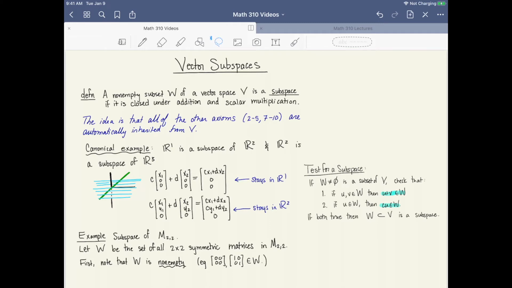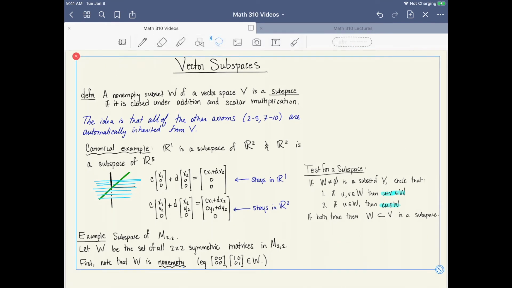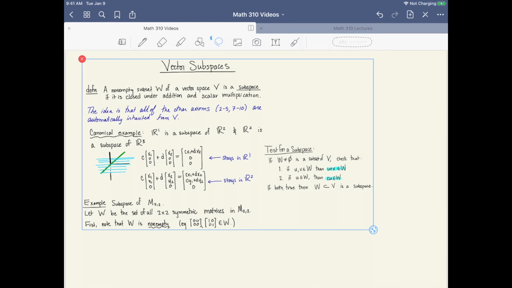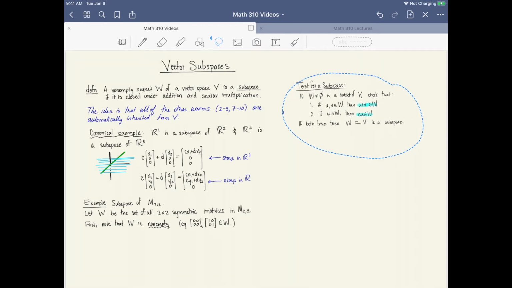The first thing to notice is that W is non-empty. It's easy to find examples. You could take the zero vector in this vector space, meaning the 0 2 by 2 matrix, or your favorite symmetric 2 by 2 matrix, and these are in W. Let's give ourselves a little bit more space to work with on this page, and then continue with this example. So we're going to be using our test for a subspace. We want to see that in this example, it's closed under addition and closed under scalar multiplication.